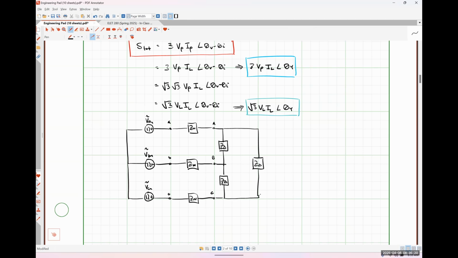And I'm going to define the phase voltage here as VAB, the phase voltage here as VBC, and the phase voltage here as VCA. Here's my phase current, IAB, my phase current, IBC, and my phase current, ICA.